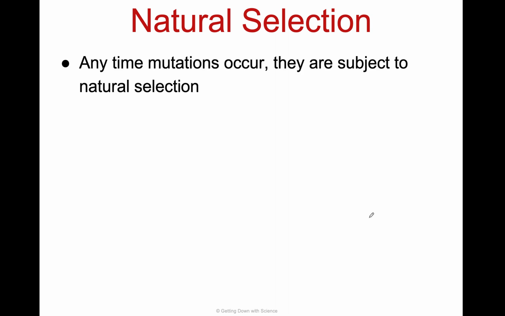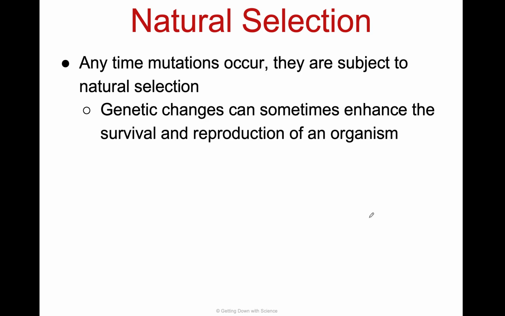So anytime mutations occur, we're subject to natural selection. Genetic changes can sometimes enhance the survival and reproduction of an organism. This is kind of slowly easing us into our next unit, which is natural selection and evolution. But this is why survival of the fittest is so ridiculous, just the phrase, not the theory. The theory is correct, but it's not survival of the fittest.